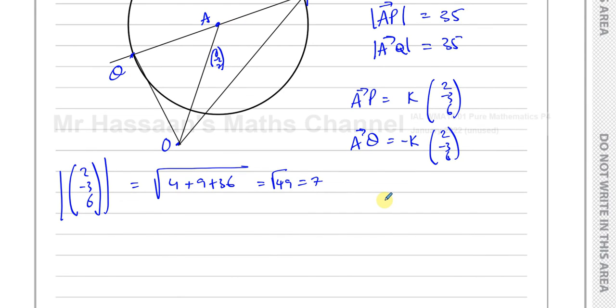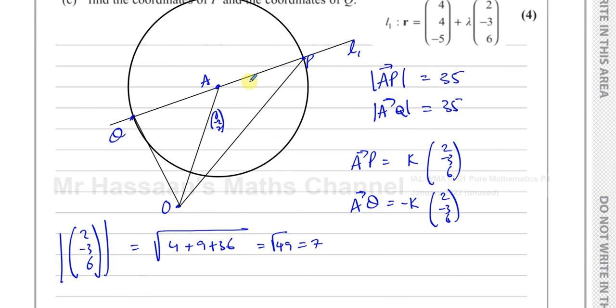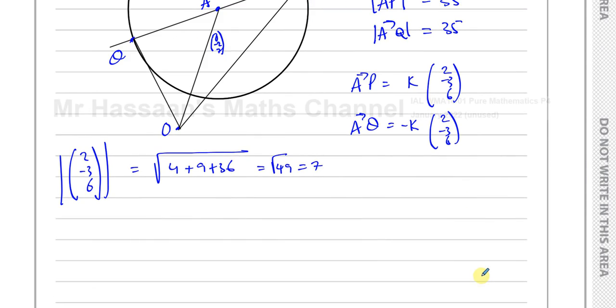So if I know that the vector from A to B is 35 units, and this vector is 7 units, then I can work out that the lambda, or the k, that I've written here is going to be 5. Let's do it this way. A unit vector in the same direction of this is going to be 1 over 7 times (2, -3, 6). That's one unit in this direction.